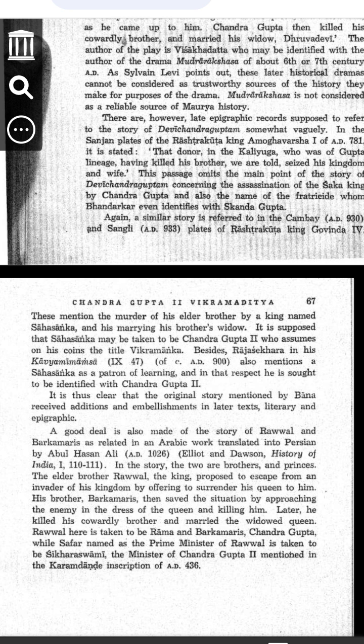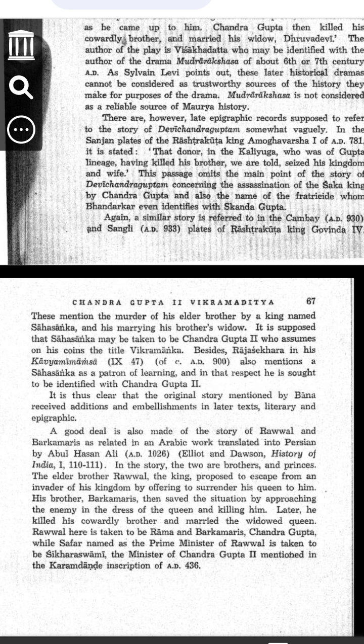A king named Sahasanka killed his elder brother. He married his brother's widow. Some historians think Sahasanka is Chandragupta II because one of his titles on coins was Vikramanka. But there is no direct proof that Sahasanka was Chandragupta II. Key issue: these records were written 500 years after Chandragupta II's time, so they are not reliable historical evidence.